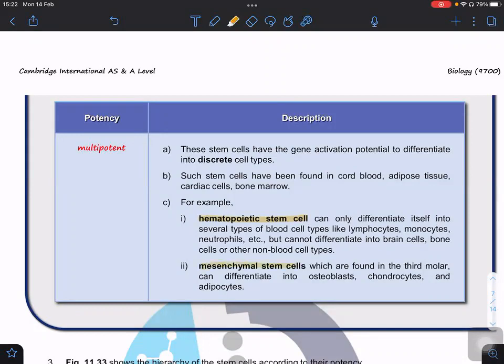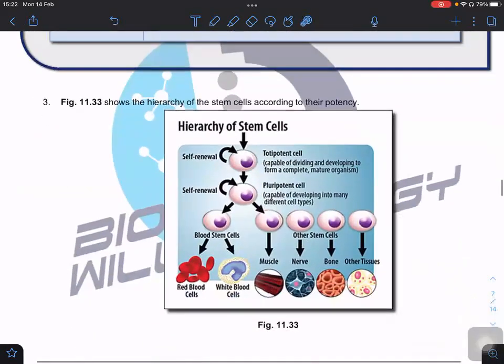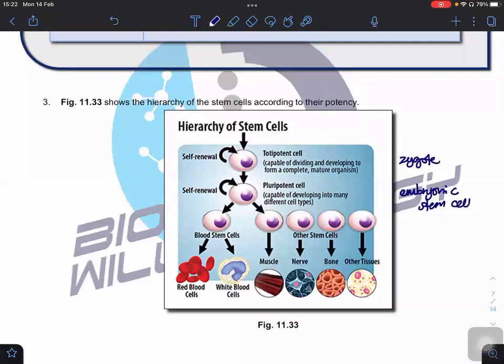Another one, we have the mesenchymal stem cell. It can form bone, cartilage, and adipose tissues. So in terms of hierarchy, you can see that we have totipotent and pluripotent. For totipotent, write down zygote as the example. For pluripotent, embryonic stem cell. Then, for example, to form white blood cells and red blood cells, the blood stem cells here are known as hematopoietic stem cells, and others, for example, we have the mesenchymal stem cells.